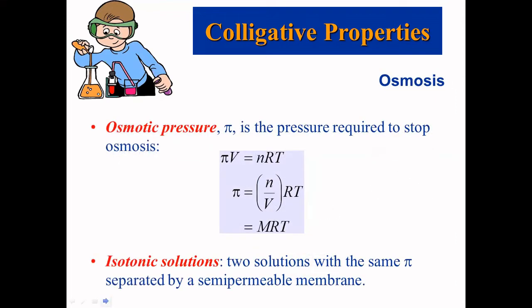Now, if the two solutions that we're talking about have the same osmotic pressure or the same pi, they are referred to as isotonic solutions. So another added chemistry vocabulary to yours. So isotonic solutions are two solutions with the same pi separated by a semi-permeable membrane.